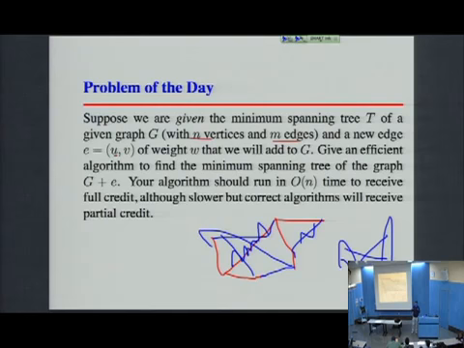So what you're saying is, if I delete this edge, don't I only have to consider edges that are adjacent to this vertex or that vertex? The answer is absolutely not. Why not? Let's just go through that. That should be clear.